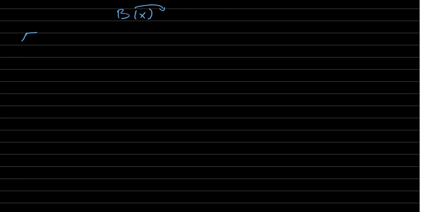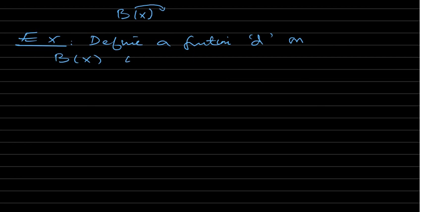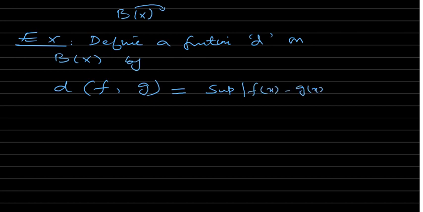So exercise, let us define a function d on B(X) by d of f and g, because d is a function on B(X), so it's a function from B(X) cross B(X) to R. This is equal to the supremum of the modulus of f(x) minus g(x), and this supremum exists because f is bounded, g is bounded, the difference is bounded, where x runs over X, which is always a finite thing. For each x it's a finite number.